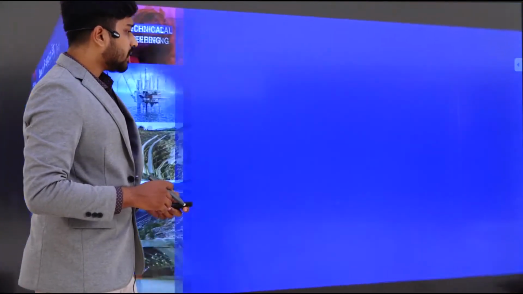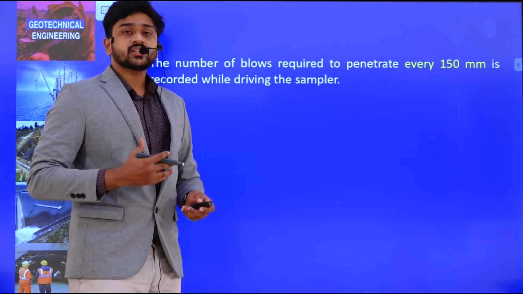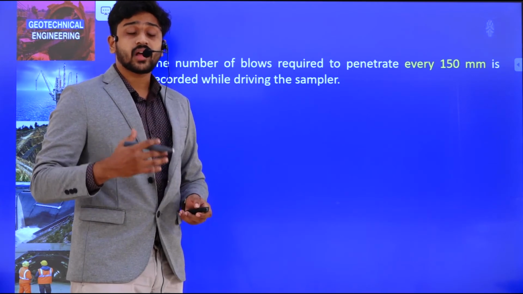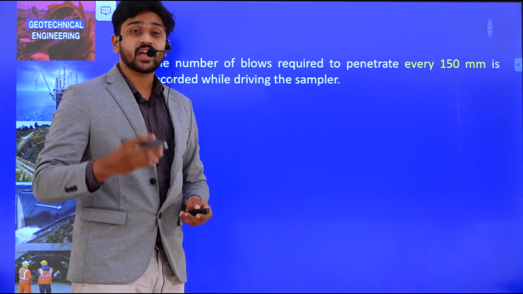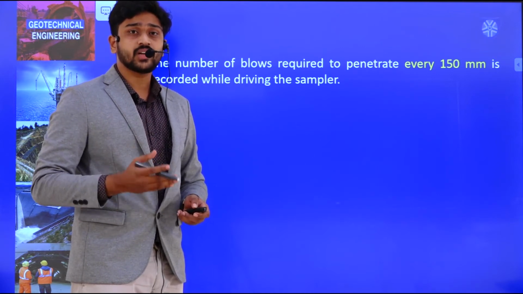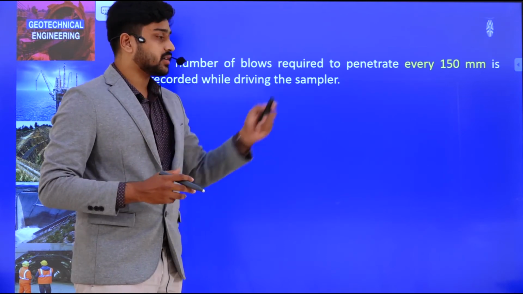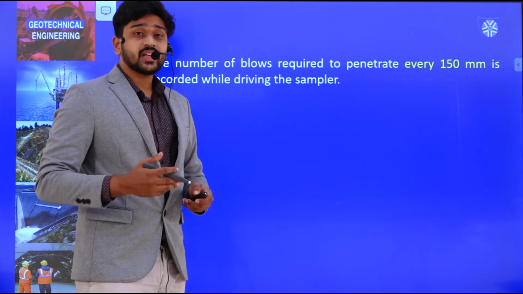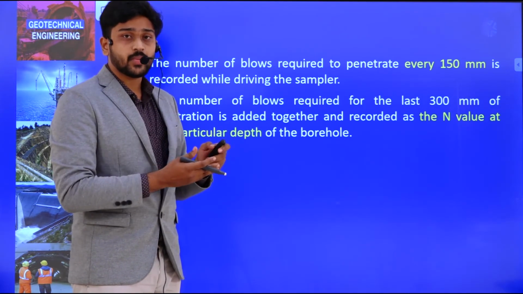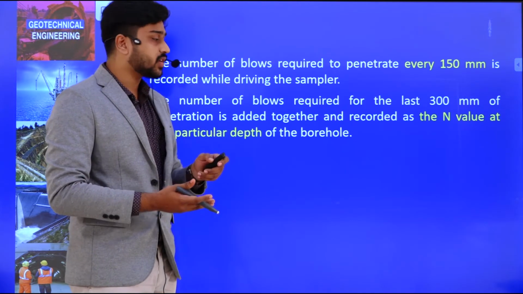Now, apart from that, if we look at here, we need to collect a certain amount of data. That means whenever I am driving, I need to collect the number of blows that are taken for every 150 mm penetration. Okay, for every 150 mm penetration, I need to record the number of blows that has been taken. So obviously I'll record that. And similarly, for every 300 mm also I require the data. That means for the first 150 mm I have recorded the number of blows, similarly for the next 150. So in total for 300 mm I have recorded the data.